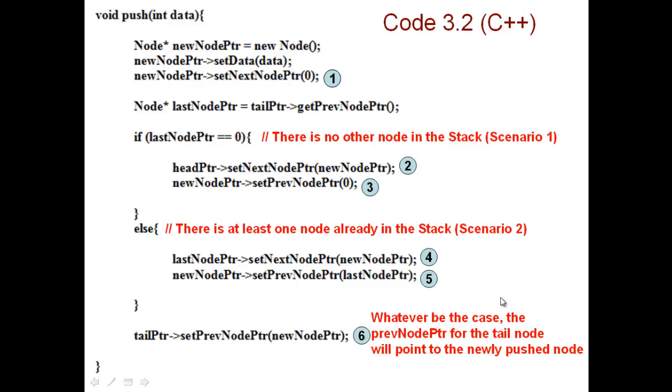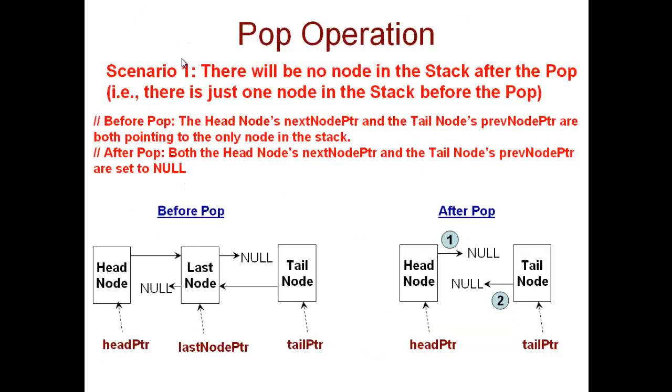Okay. Now you try to get the address of the node previous to the tail node. That's stored at the last node pointer. So you get the address of the node previous to the tail node.